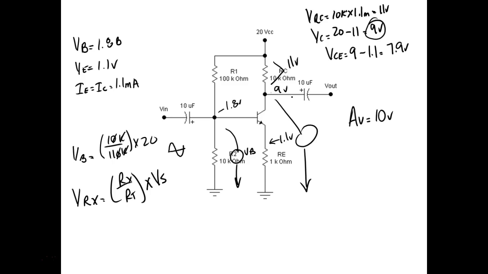So what do I have on the collector? 9 volts. What do I have on the emitter? 1.1. So if I have 9 volts on one side of the resistor and 1.1 on the other side of the resistor, then we would subtract those two, and that would give us the voltage drop across that resistor.